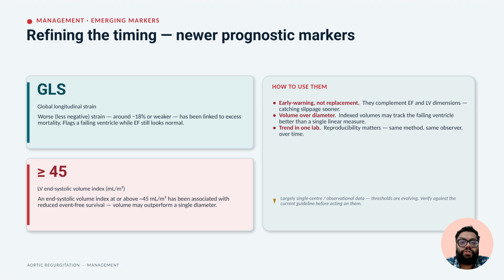How should you use them? As an early warning system that complements rather than replaces ejection fraction and dimensions. Ideally trended in the same lab for reproducibility, but be candid in the exam about the flag. Much of this is single center observational evidence and the thresholds are still moving, so confirm against the current guideline before you let a strain value send someone to theatre.